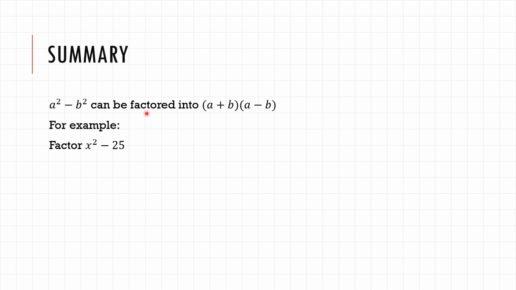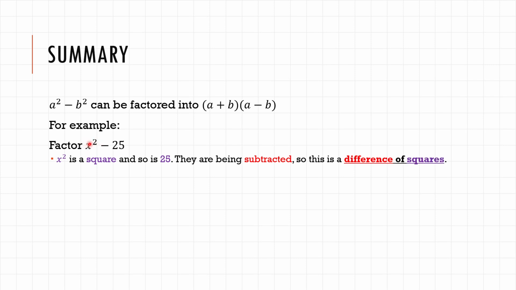And this is the much shorter way to say this. A squared minus b squared can always be factored into a plus b times a minus b. So for example, if you had x squared minus 25, well, x squared is obviously a square. 25 is a square number, and this is being subtracted. So this does qualify to be a difference of squares. Right? The square root of x squared is x. The square root of 25 is 5. And so this can very easily be factored into x plus 5 times x minus 5.